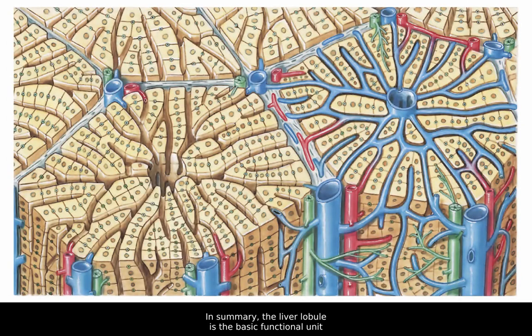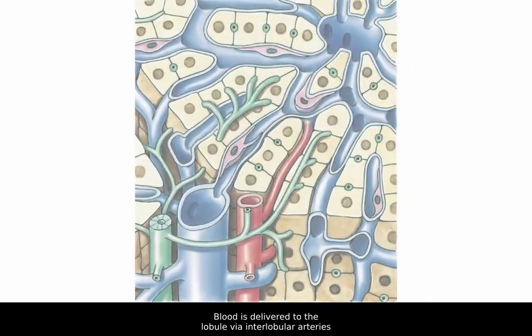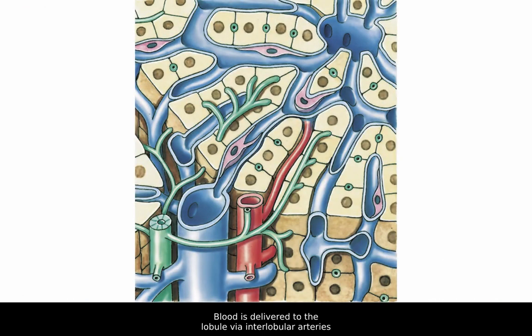In summary, the liver lobule is the basic functional unit of the liver. It is hexagonal in shape, has a central vein, and contains a portal triad at each corner. Blood is delivered to the lobule via interlobular arteries and veins that mix as they flow through liver sinusoids towards a central vein. Liver lobules also produce bile, which exits the lobule via bile canaliculi and then interlobular bile ducts.